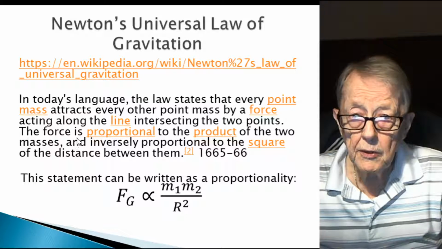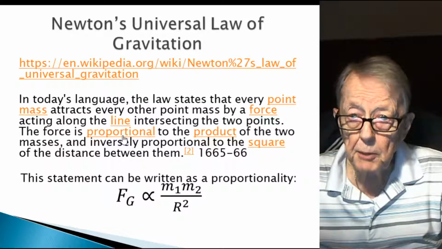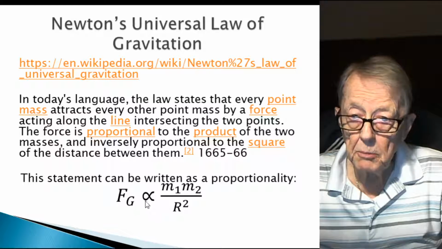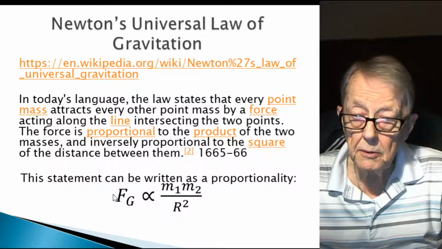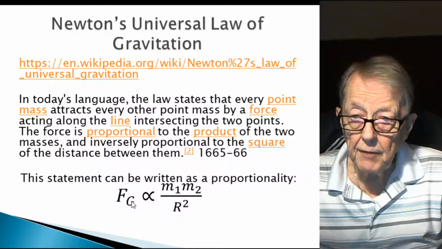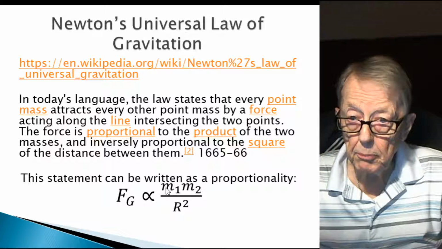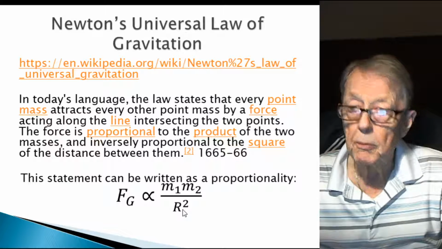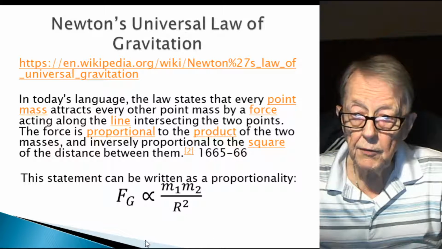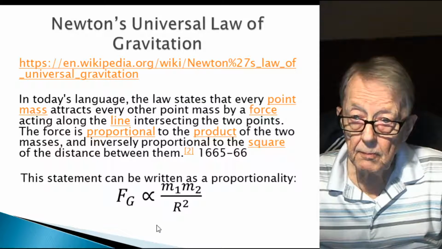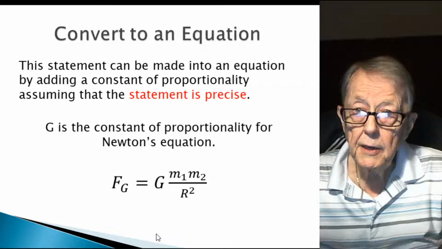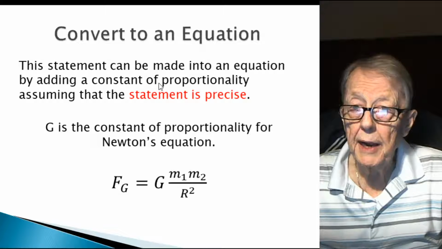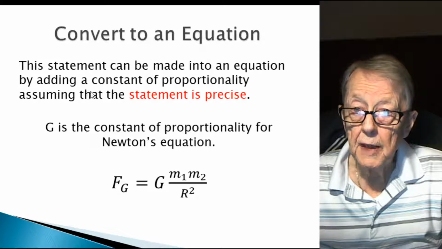And you can take this last part, this proportionality, and make it an equation. The symbol is a proportionality symbol, saying the force of gravity is proportional to the product of the two masses and inversely proportional to the square of the distance. Well, this statement can be made into an equation by adding a constant of proportionality.